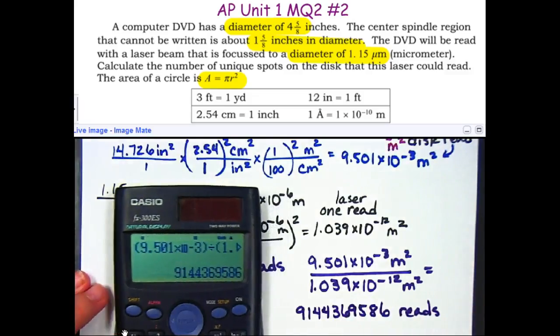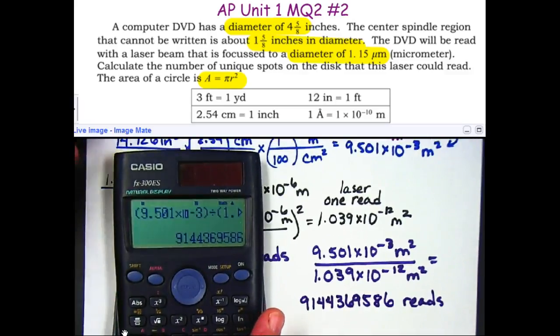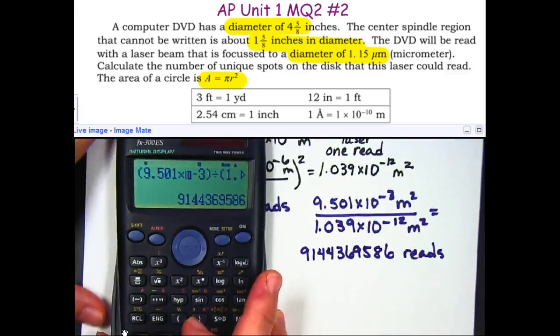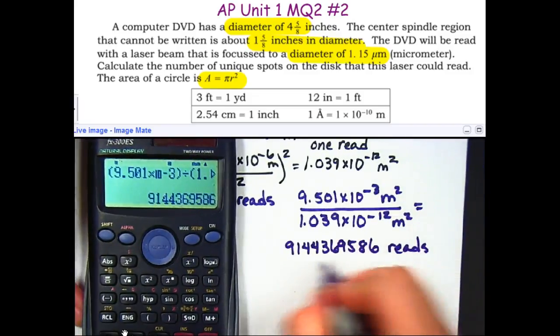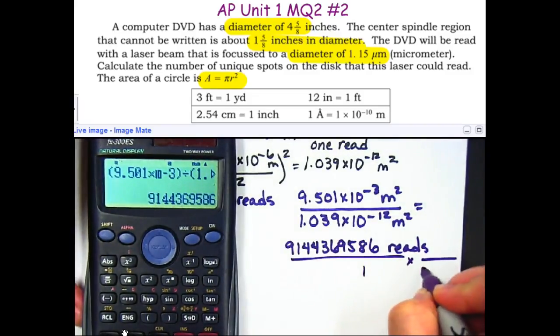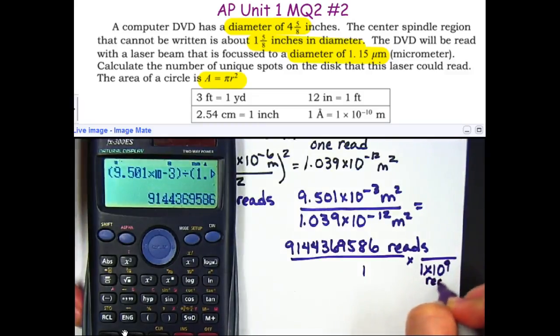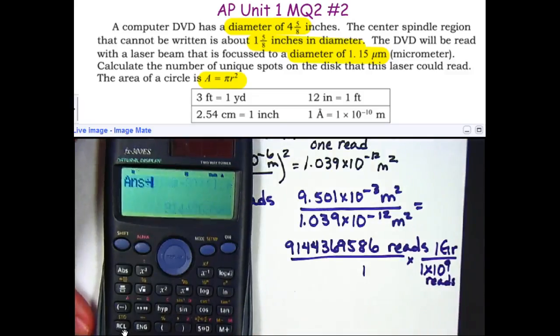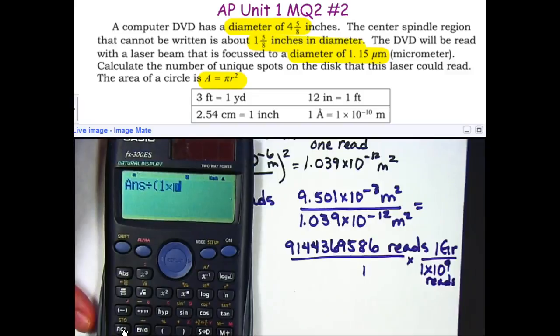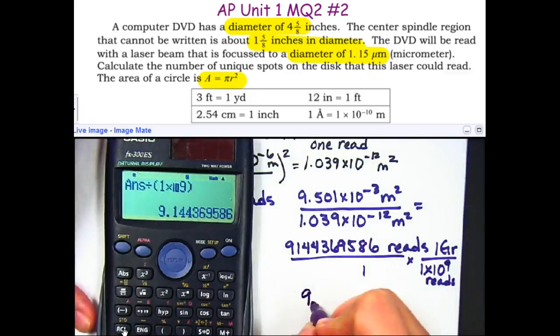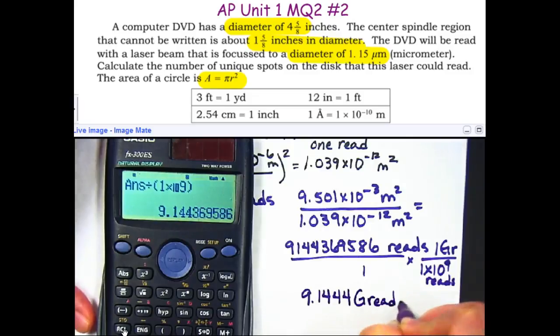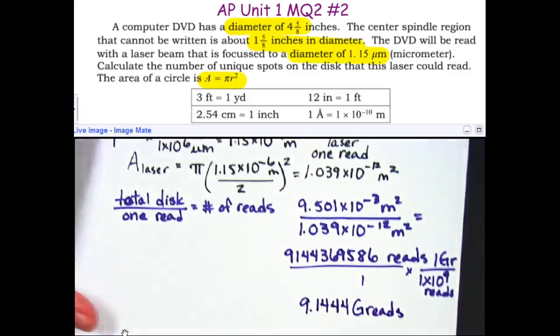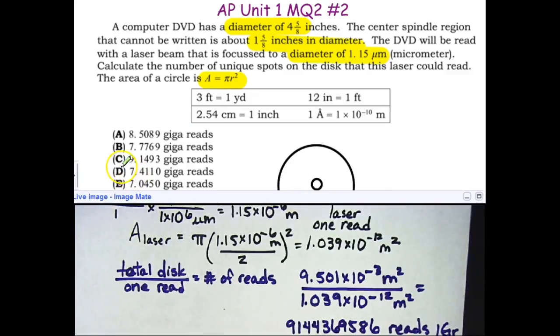However, the answer wants to know how many gigareads we can have. And so if we want to convert the number of reads to gigareads, then 1 times 10 to the 9 reads is equal to 1 gigaread. So I'm going to divide by 1 times 10 to the 9, and that's going to give me 9.1444 gigareads, which if we look at our answer choices, would be letter C.